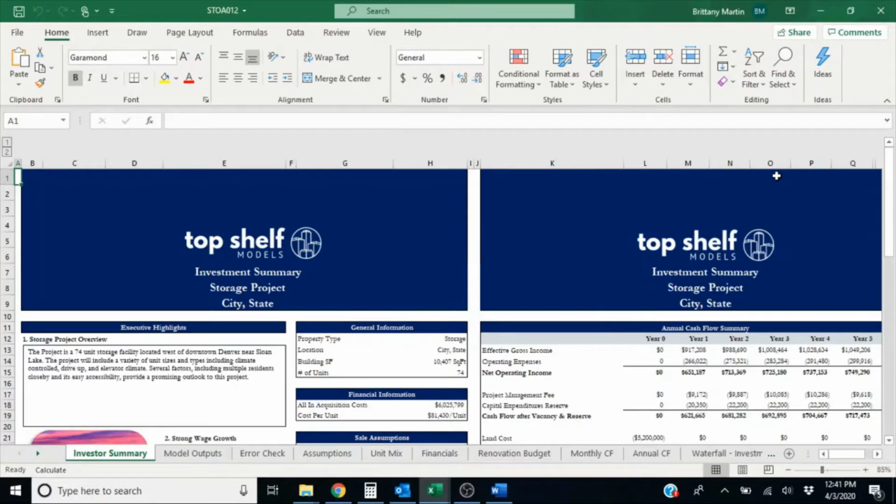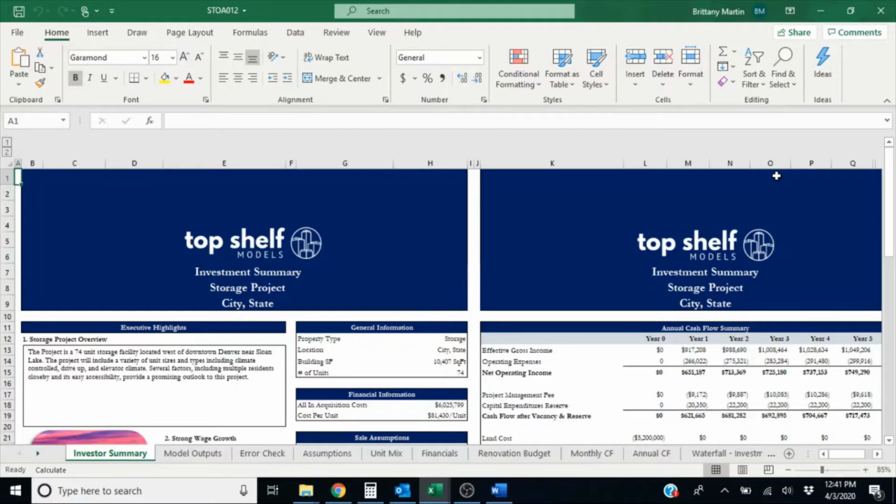Today we'll be discussing what net operating income is. I will be using the storage acquisition template in order to demonstrate this calculation. So let's get started. Net operating income is a measure of profitability and is the amount of income generated from a real estate investment after vacancy, credit losses, and operating expenses.